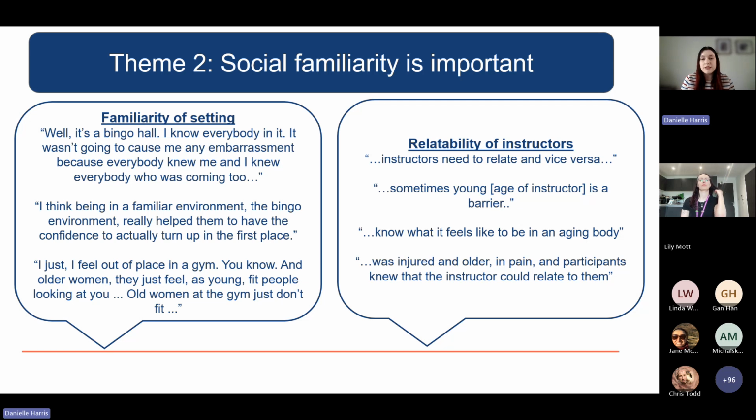The second theme was that social familiarity is important. So this was something that was really important to intervention acceptability. So this extended beyond making those social connections as described in theme 1. Being in a familiar setting amongst peers and sharing characteristics with others taking part in the intervention really helped to facilitate engagement. And this also extended to those who were delivering the intervention. So having instructors that participants could relate to was really important to engagement, and peer leaders were often seen as an effective solution to this.